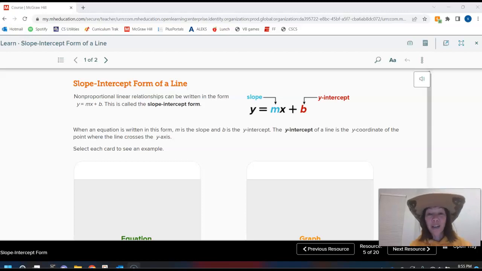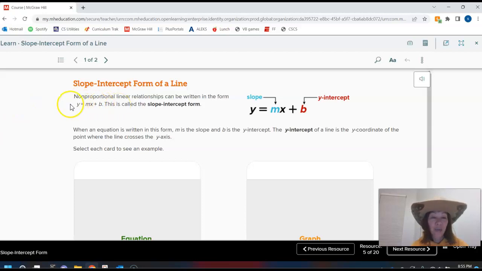We're going to talk about now the slope-intercept form of a line. You all know how to find the slope of a line. You all know how to write the equation of a proportional relationship or direct variation relationship. And now you're going to learn the slope-intercept form of a line.